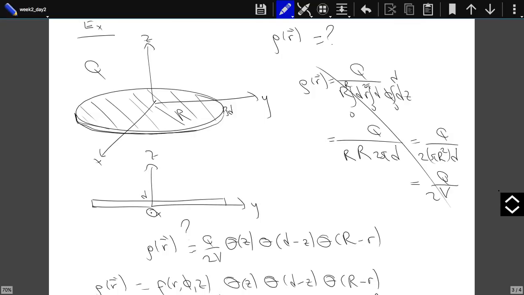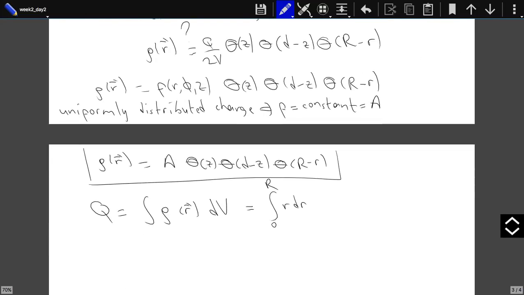Well, let's go back to your integral. It's not just r, it's r dr. And then we have d phi from 0 to 2 pi and dz. Well, okay, let me just make one correction. This is not from 0 to R, this is from 0 to infinity. And z goes from minus infinity to infinity for the time being, of rho of r, which is a times theta of z, theta of d minus z, theta of R minus r.